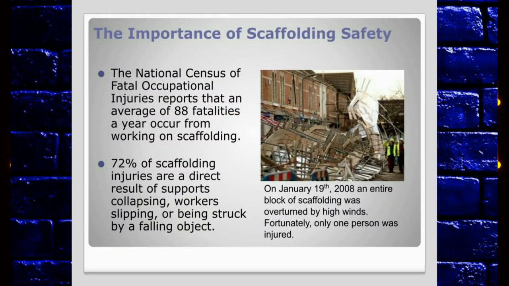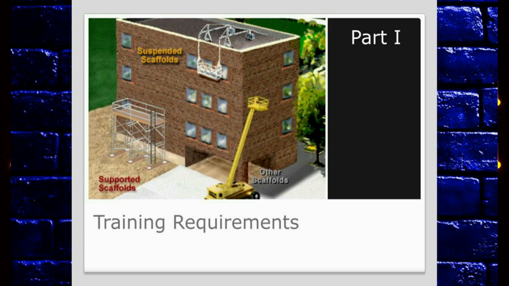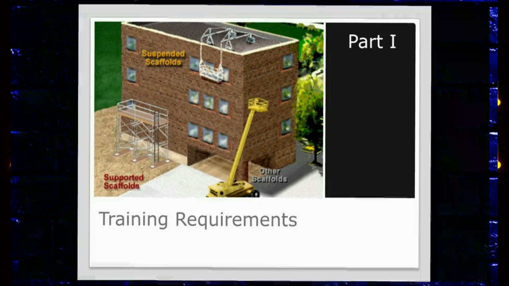The importance of scaffolding safety cannot be overstated. The National Census of Fatal Occupational Injuries reports that an average of 88 fatalities a year occur from working on scaffolding. 72% of scaffolding injuries are a direct result of supports collapsing, workers slipping, or being struck by a falling object. On January 19, 2008, an entire block of scaffolding was overturned by high winds. Fortunately, only one person was injured. There are suspended scaffolds like this one from the rooftop of this building. There are supported scaffolds on the ground like the one down on the left, and then there are other types of scaffolding available on a man lift like the one in the bottom center.